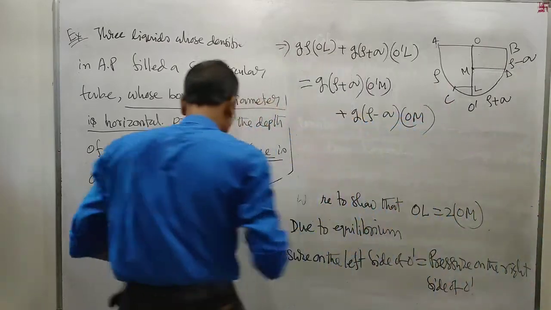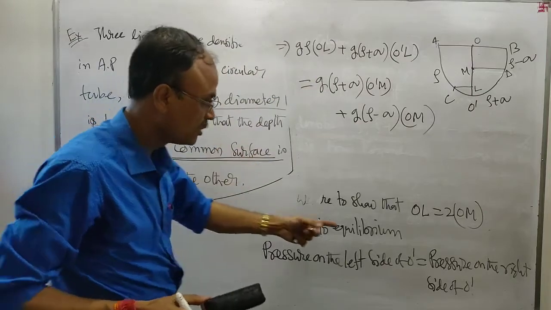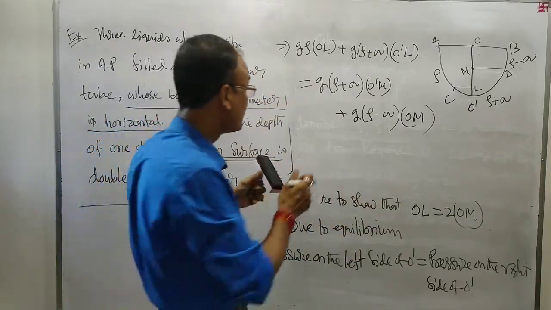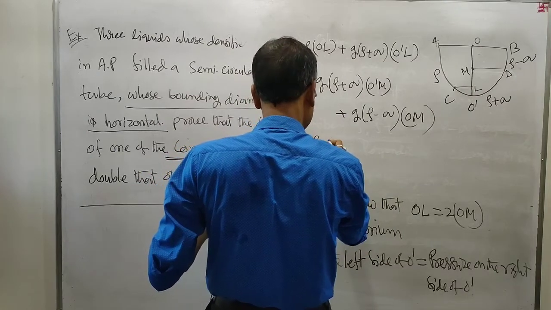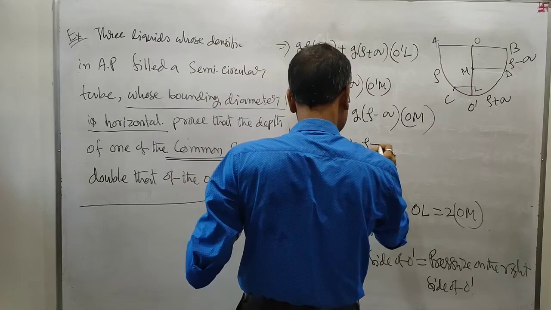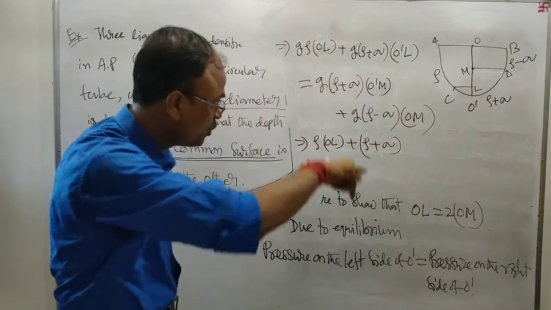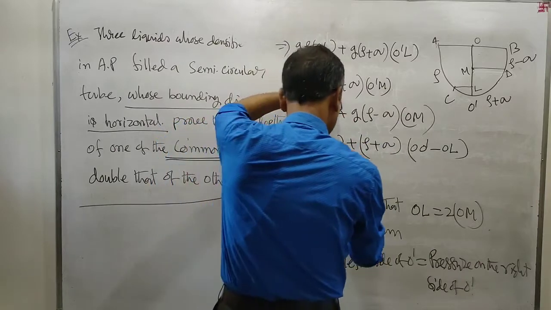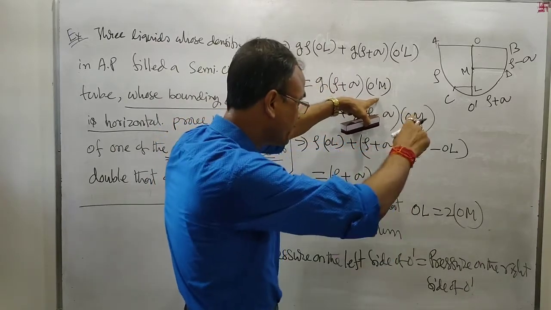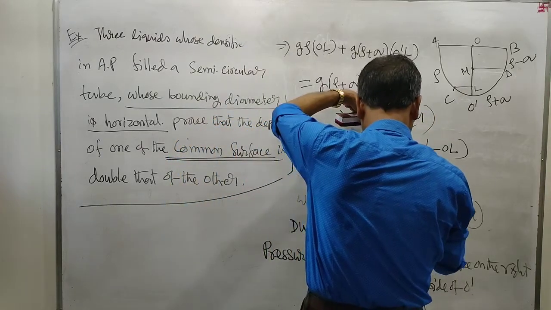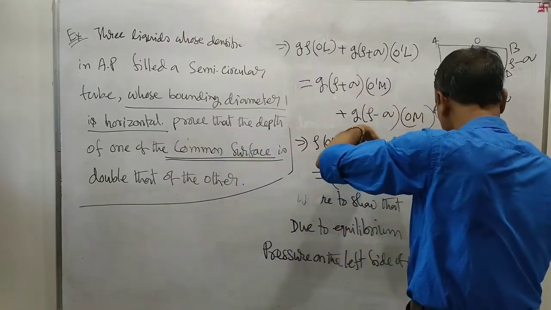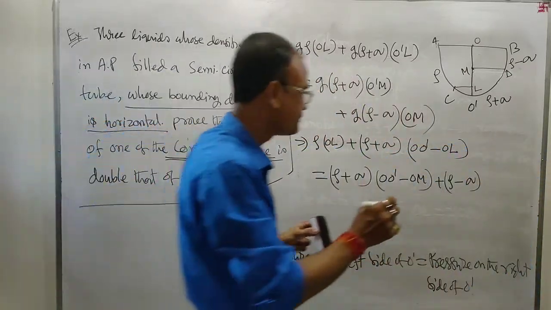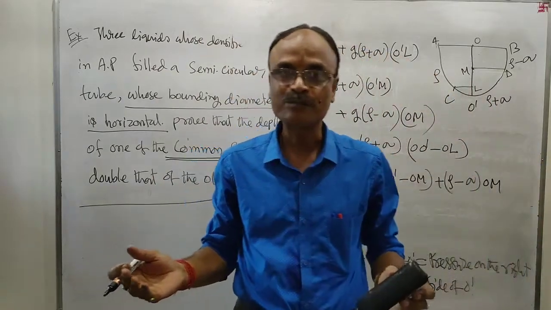In this case, we have to find the relation between OL and OM. Here you see g will be cancelled: rho into OL plus rho plus sigma into O dash minus OL, this is equal to rho plus sigma into O dash minus OM, plus rho minus sigma OM. Right?